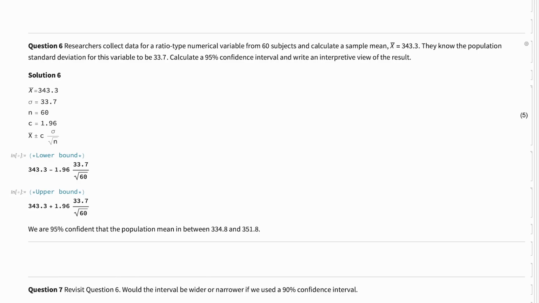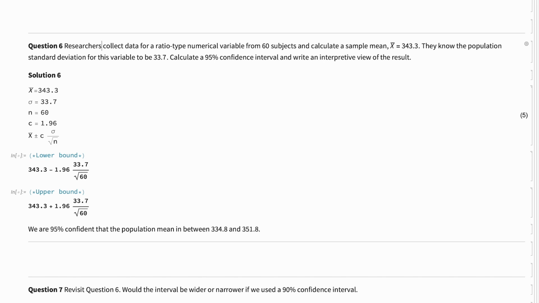Great, now that you have a good understanding of confidence levels and how they relate to confidence coefficients, let's go to question number 6. Researchers collect data for a ratio type numerical variable from 60 subjects and calculate a sample mean X bar of 343.3. They know the population standard deviation for this variable to be 33.7. Calculate a 95% confidence interval and write an interpretive view of the result.